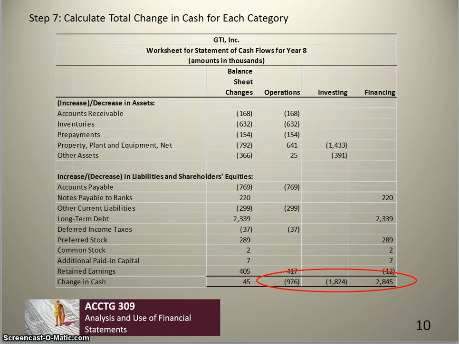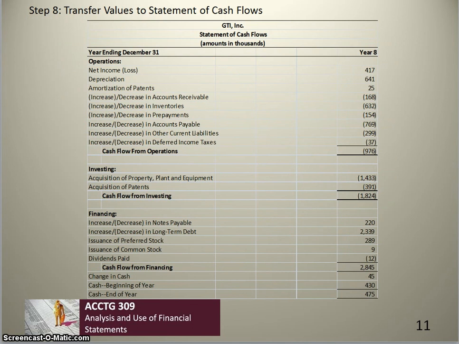The last thing we do on our worksheet is total up the items in the columns for operations, investing, and financing, which gets us to our total change in cash number for each of these three activities. And these are the same numbers that will appear on our statement of cash flows. So finally, the last step is simply to transfer all of the numbers from the three columns of our worksheet to our statement of cash flows. Again, we have to make sure we transfer every number off the worksheet to our statement of cash flows, or our numbers won't be consistent with the changes in the balance sheet.